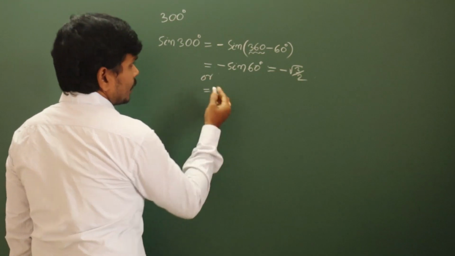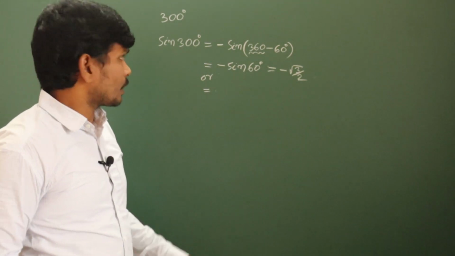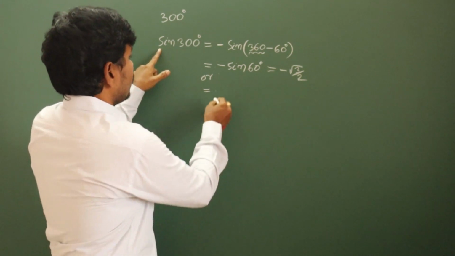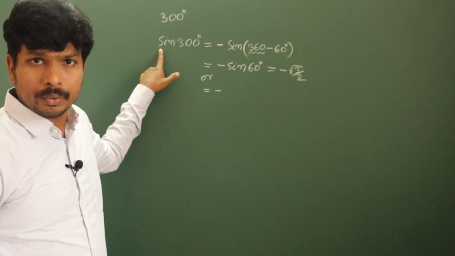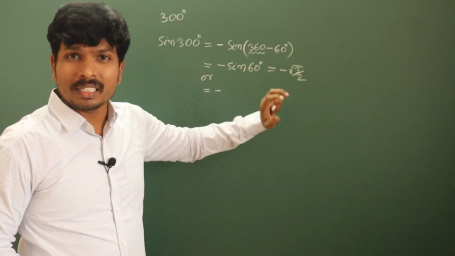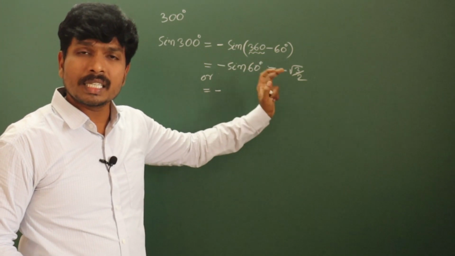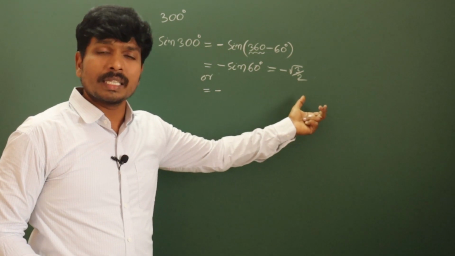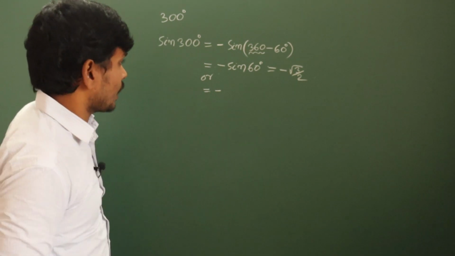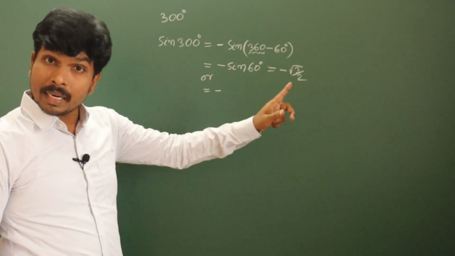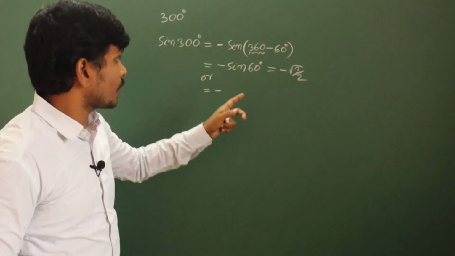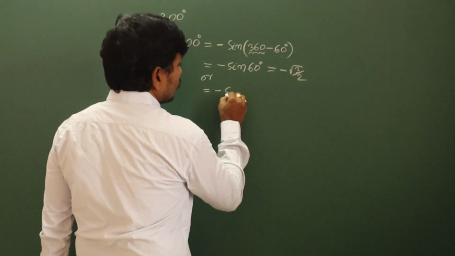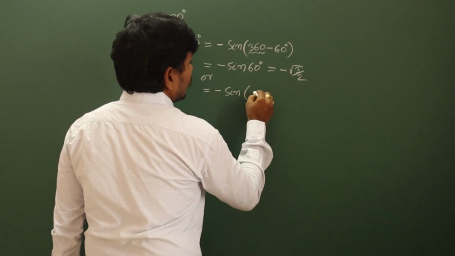Like this also we can express it, because 300 degrees is in the fourth quadrant. In the fourth quadrant the sine ratio is negative. In the fourth quadrant, what are the types of angles? Either 360 minus theta or 270 plus theta. So here we have done 360 minus theta. Now we will do 270 plus theta.